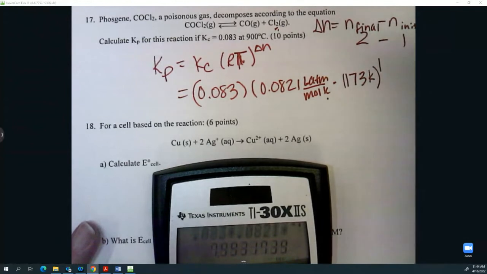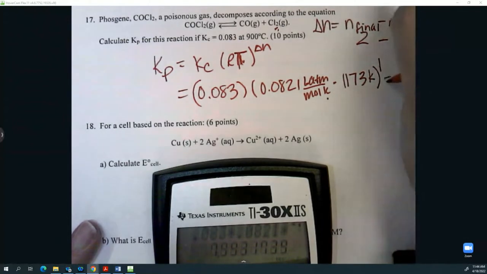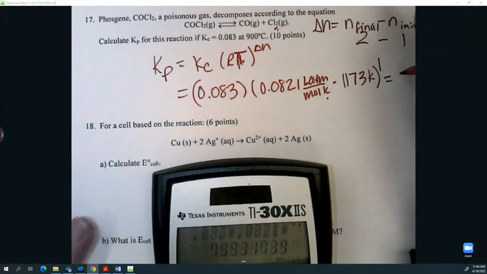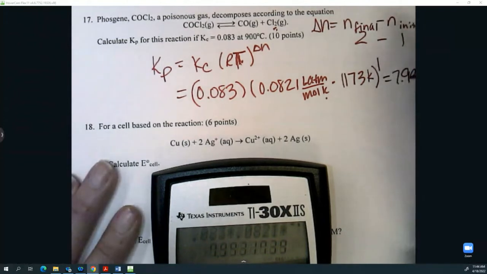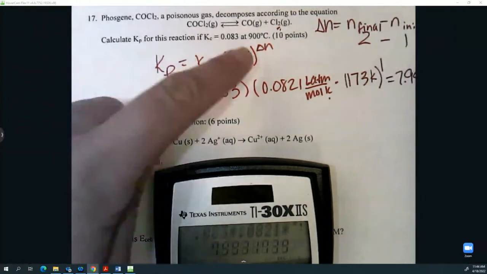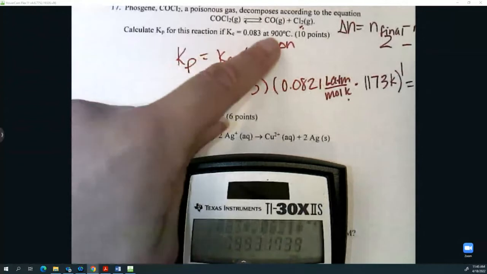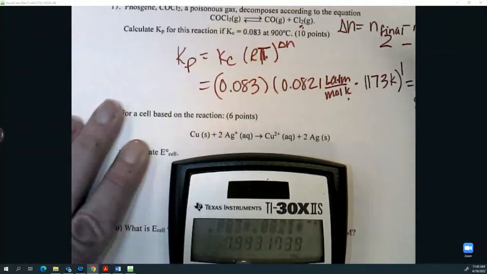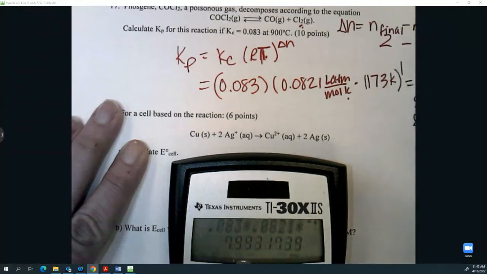Yes, go ahead. I'm sorry, can you repeat the delta n part? Yes. All right, so I got 7.993. It looks like I should really only have like 1 sig fig, or 2 maybe. So 8 or 8.0, something like that.